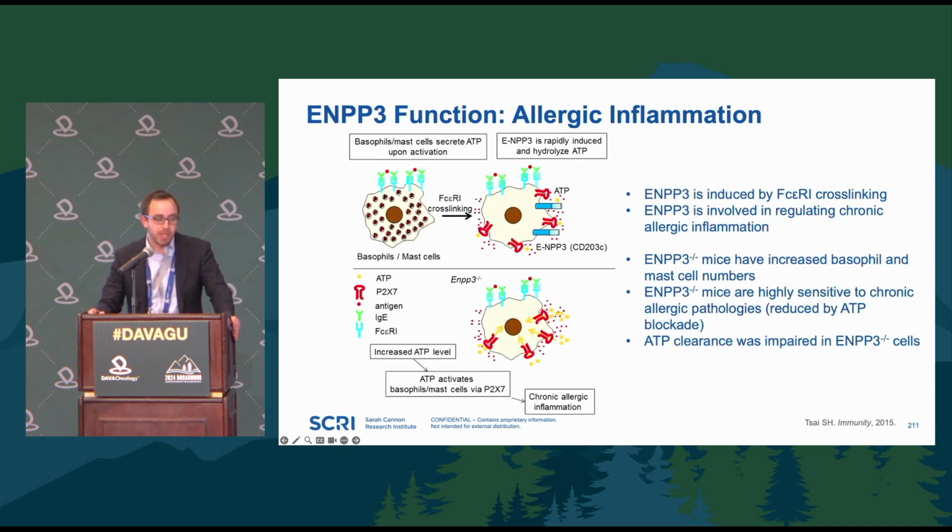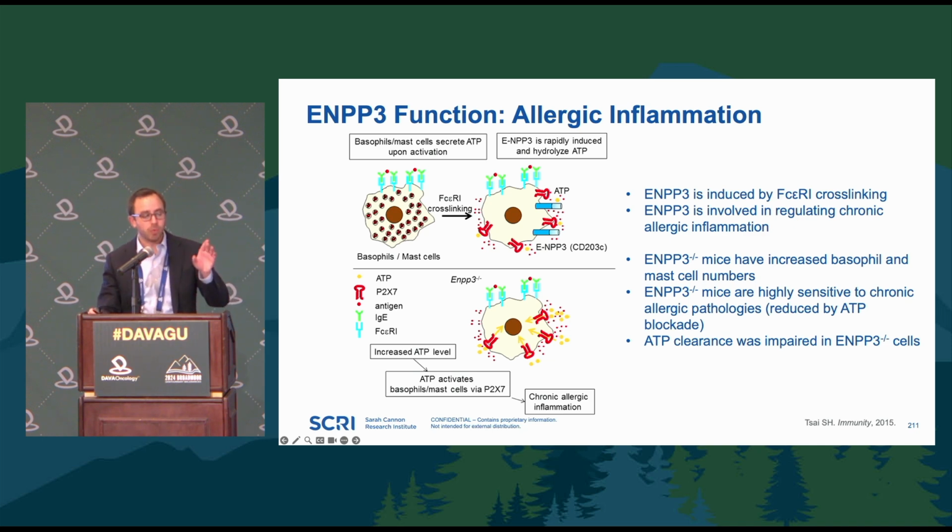So what does ENPP3 do in the body? Forget cancer. It's challenging. It's involved in allergic inflammation, and I tried to grab this diagram here to explain it. Basically, what happens is when you have basophils and mast cells, they're secreting ATP upon activation, and through cross-linking mechanisms, you actually can induce less allergic inflammation by ENPP3 hydrolyzing that ATP.